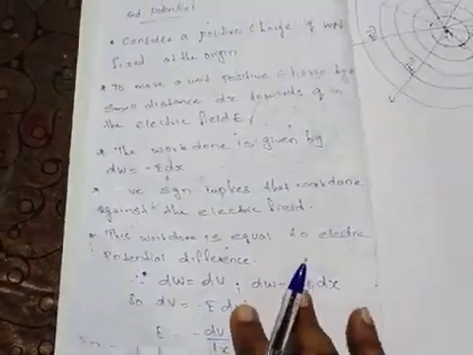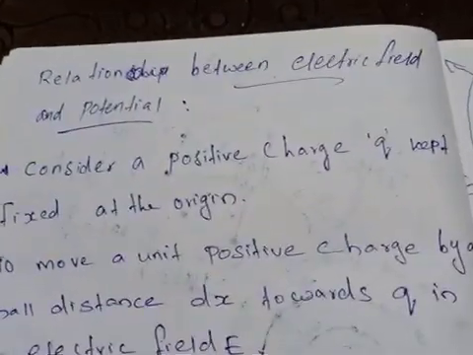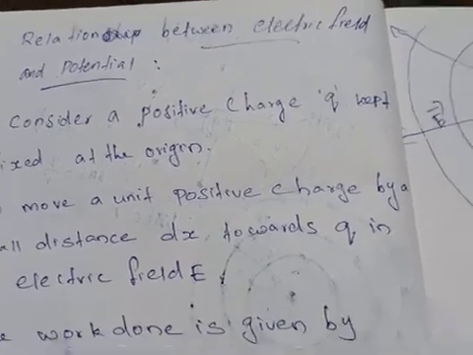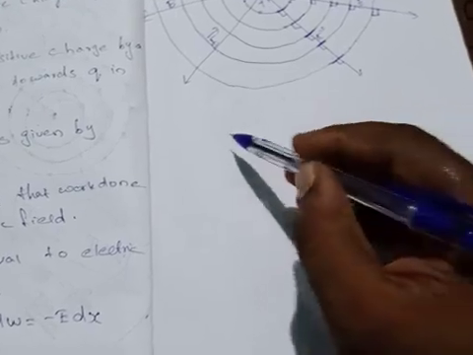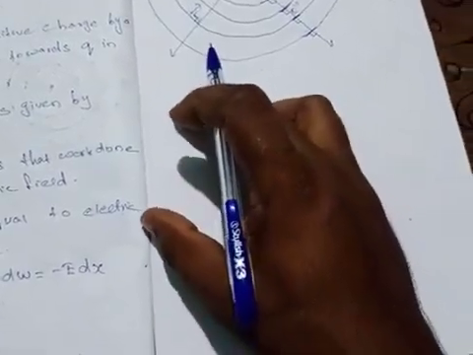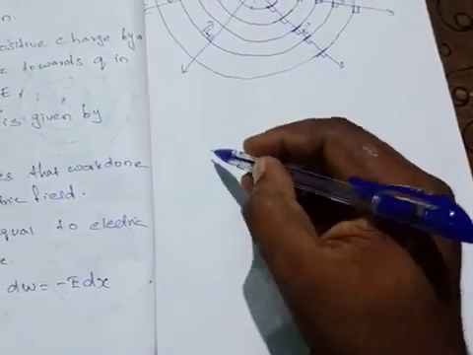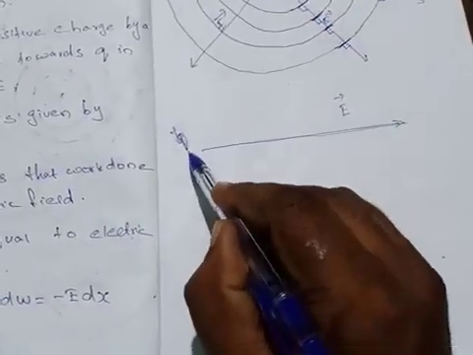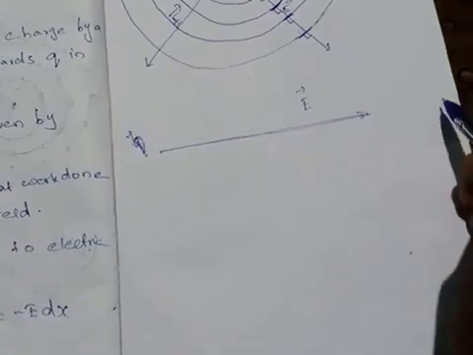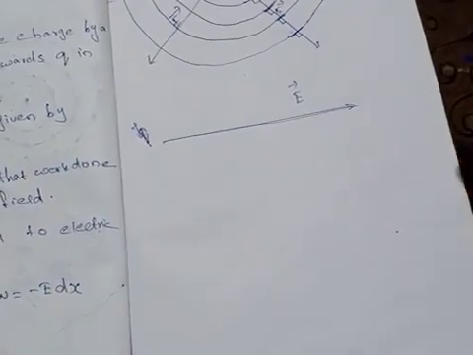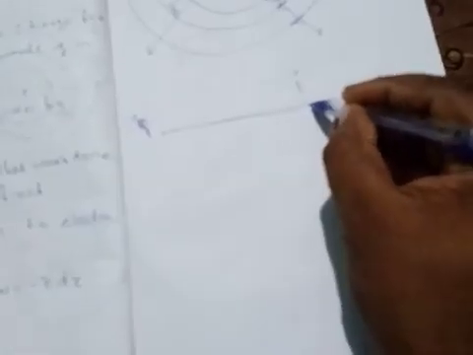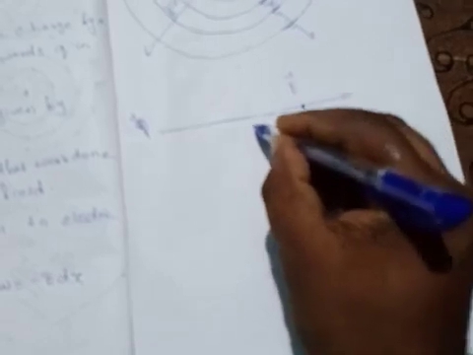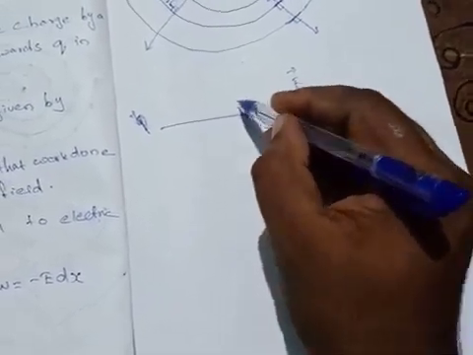Now the next part is the relationship between electric field and potential difference. Assume that somewhere one charge is kept. Okay, one charge Q is kept, and the electric field is like this. This is the electric field direction. Here one charge, plus Q, is kept and the electric field is acting in this direction. Now assume that you are bringing a unit positive charge and moving from this point to this point. Now you can consider this A, B.